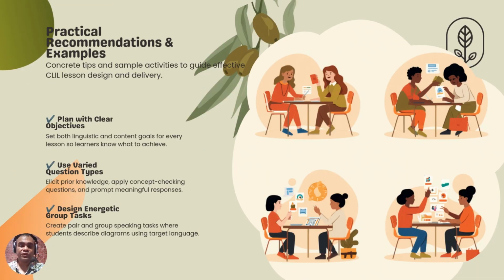To conclude, remember these three golden rules for your classroom. Always plan with clear linguistic and content objectives so learners know what to achieve. Use varied question types to check understanding frequently. And design energetic group tasks where students interact and describe diagrams using the target language.